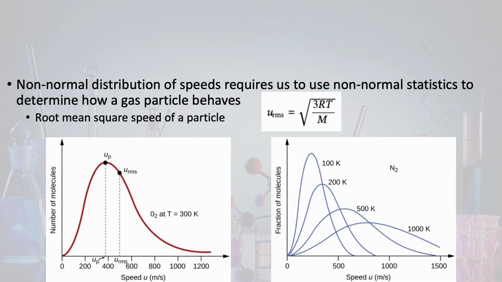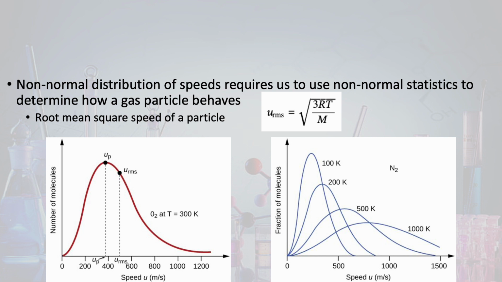So because of that non-normal distribution of oxygen molecules, in order to determine meaningful quantities of how these gases are behaving, we need to use a non-normal statistic to determine how fast these gas particles are moving, right? So we do that by taking the root mean square of our particles, and that's simply just the formula up here. I won't necessarily be asking you guys to use it. You should just know that, again, it's a statistic used for non-normal distribution of data. And again, we have non-normal distribution of the speed of our molecules here.